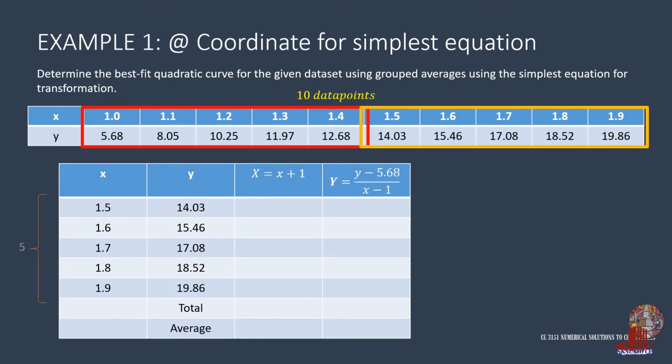Do the same for the second group from x of 1.5 to 1.9. The first capital X is taken as 2.5, the second is 2.6, the third follows similarly as 2.7, then 2.8, and last is 2.9. Add all these together to get 13.5, then divide 13.5 by 5 to have 2.7.